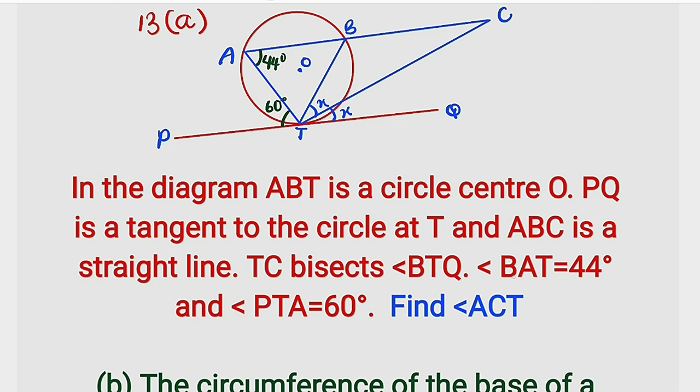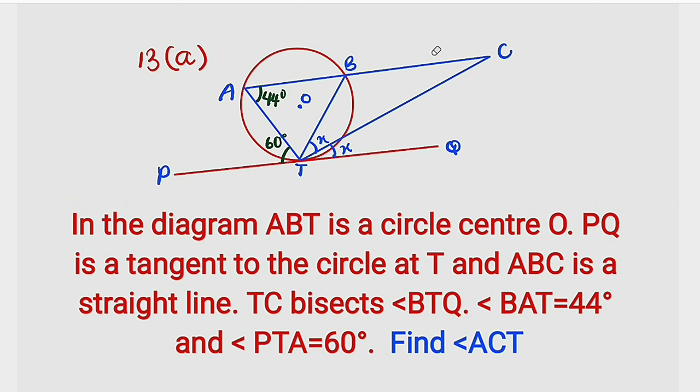The measure of angle BAT is 44 degrees. So you can see that BAT is 44 degrees and PTA is 60 degrees. We're asked to find the measure of angle ACT. ACT, so we are talking about this particular angle. Let me call it Y. All right, let's get started.